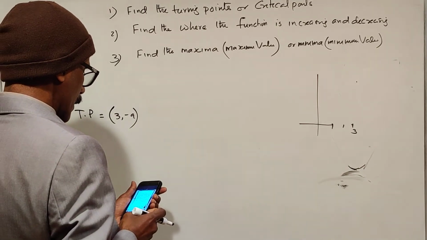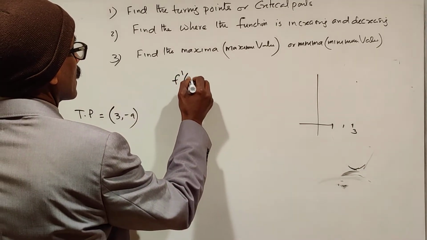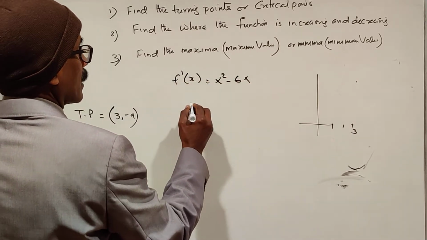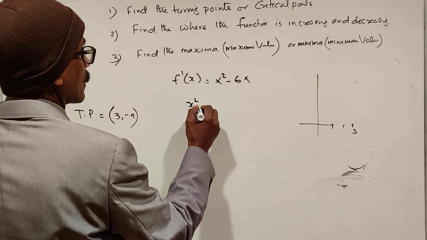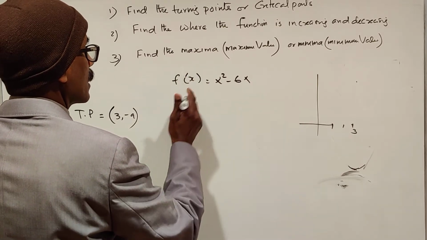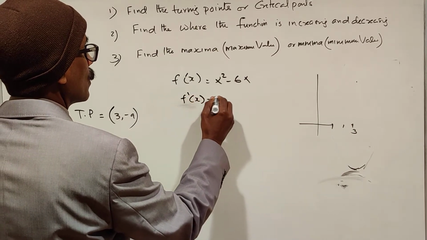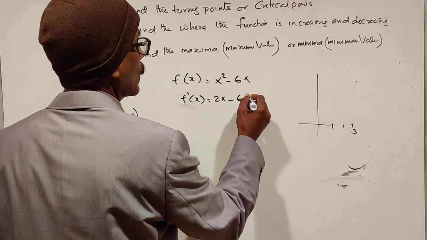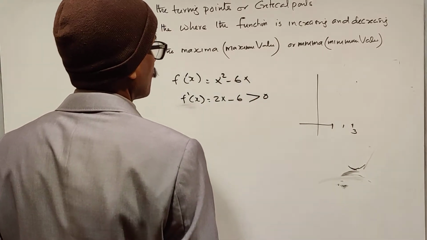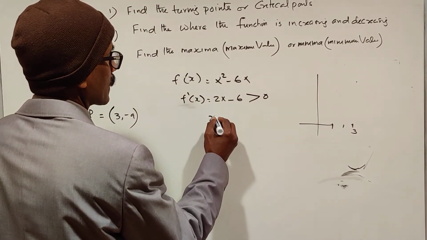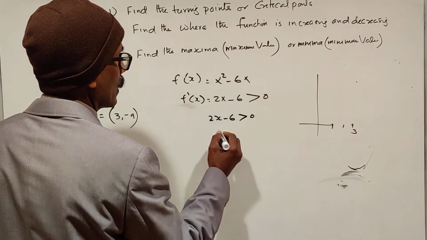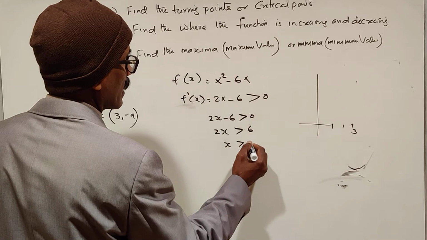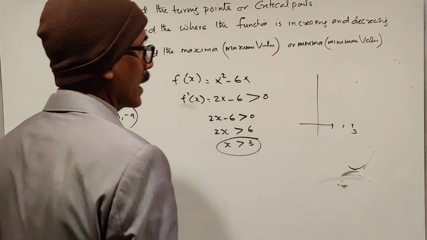The question is f(x) equals x square minus 6x. f dash x is what? f dash x is equal to 2x minus 6. So 2x minus 6 is greater than 0. 2x is greater than 6. x is greater than 3. x should be greater than 3.